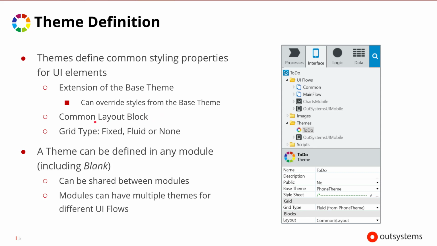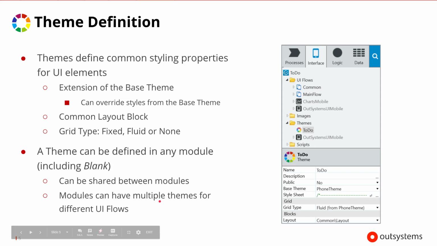Inside of a theme, there also needs to be a common layout block defined, and there needs to be a grid type defined, whether it's fixed, fluid, or we can choose to have no grid. But a theme can be defined in any module, including a blank module. So by default, when we choose a mobile module, the mobile module will have a default theme. Blank themes will not create a theme, but it could have a theme if we created one inside of it. And the reason that might be important is that we might want to create a theme somewhere in a blank module so that we could share it between multiple different modules.